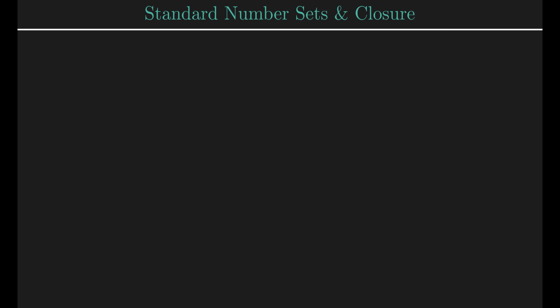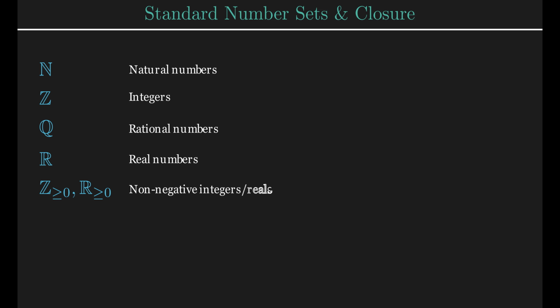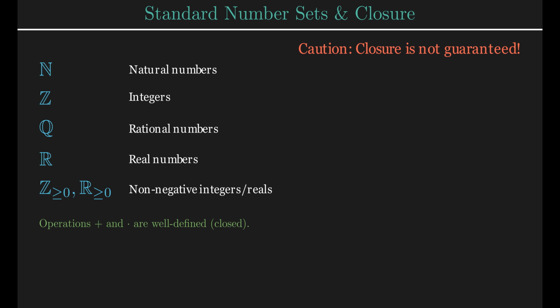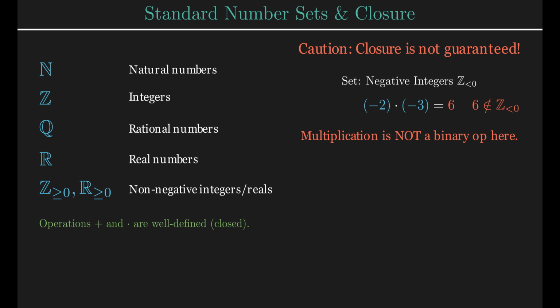Let's look at the standard number sets we use every day. We have the natural numbers, the integers, the rational numbers, and the real numbers. Usually, operations like addition and multiplication behave nicely here. They are well-defined, and the sets are closed under these operations. However, we must be careful. Closure is not guaranteed for every subset. Consider the set of negative integers under multiplication. If we take -2 and multiply it by -3, the result is +6. 6 is not a negative integer, so we leave the set. Therefore, multiplication is not a binary operation on this set.